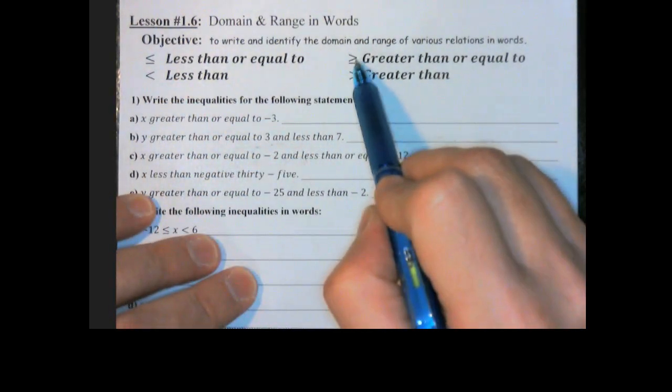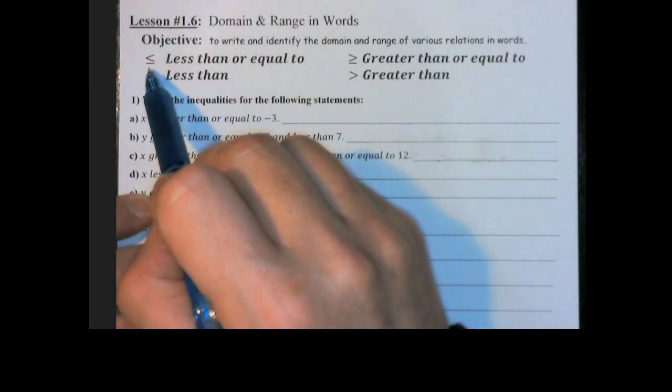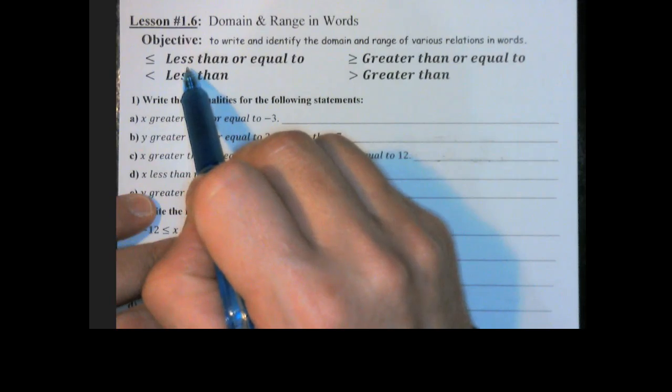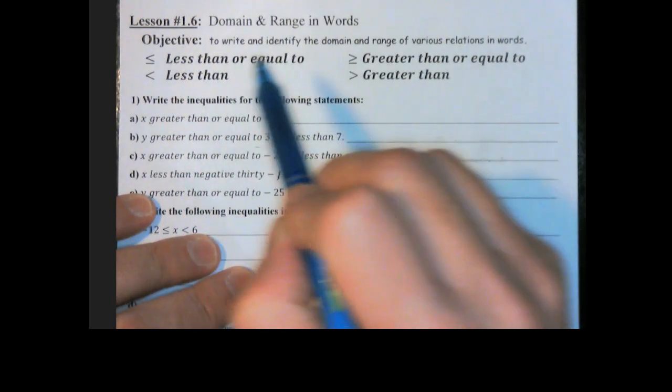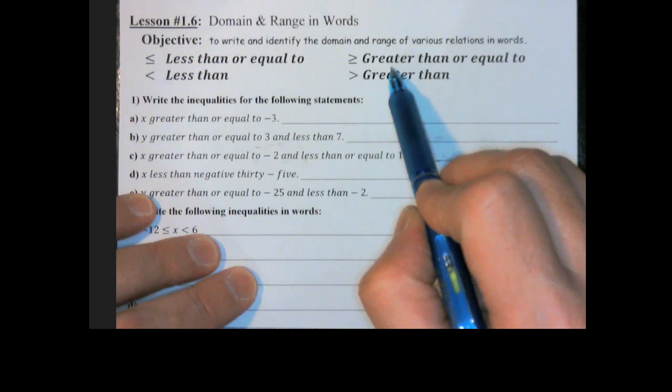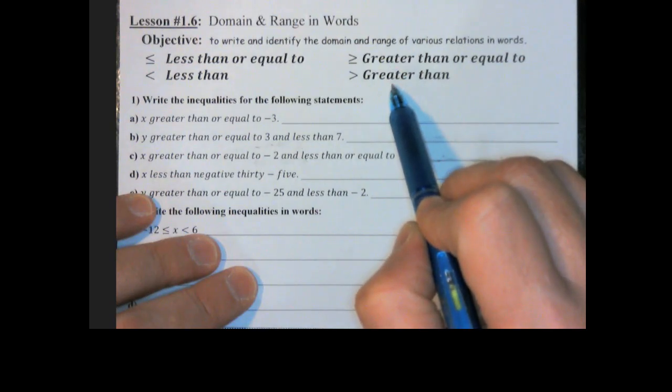These are the inequality symbols. So this one is less than or equal to. This one is less than. This is greater than or equal to. And this is greater than.